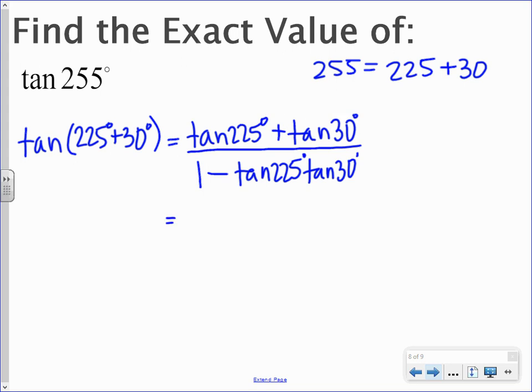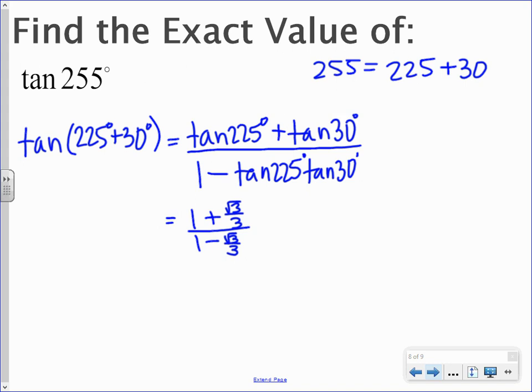Tangent of 225. Tangent of 225. 1? Yep. Plus the tangent of 30. Square root of 3 over 3. So if tangent of 225 is 1 and tangent of 30 is radical 3 over 3, those multiply to be radical 3 over 3. Okay, that looks pretty gross, doesn't it?